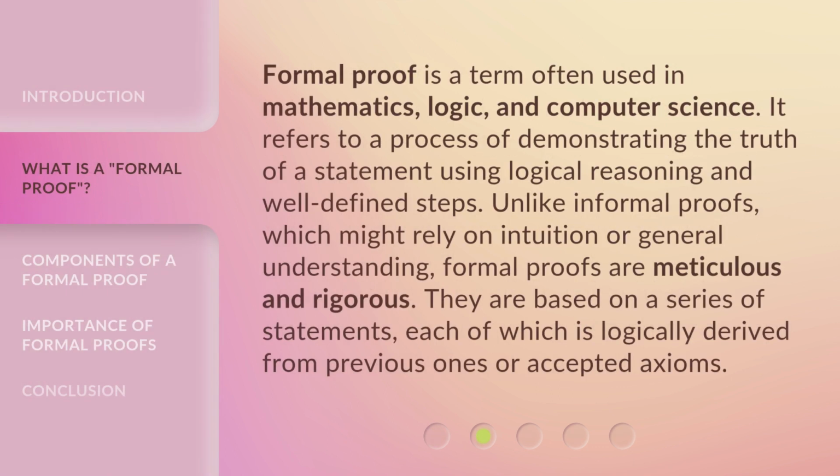Formal proof is a term often used in mathematics, logic, and computer science. It refers to a process of demonstrating the truth of a statement using logical reasoning and well-defined steps. Unlike informal proofs, which might rely on intuition or general understanding, formal proofs are meticulous and rigorous. They are based on a series of statements, each of which is logically derived from previous ones or accepted axioms.